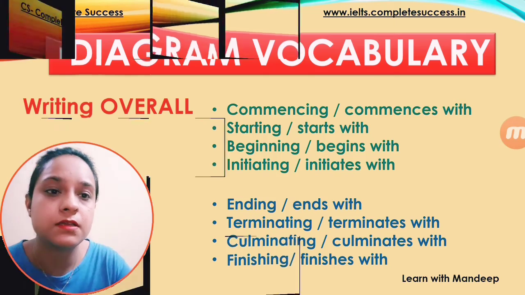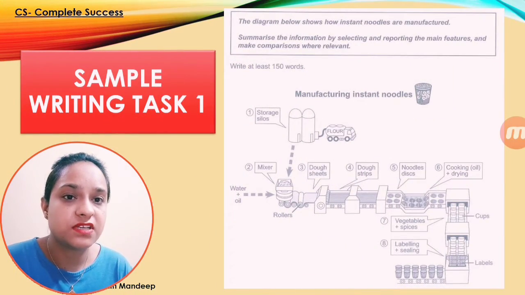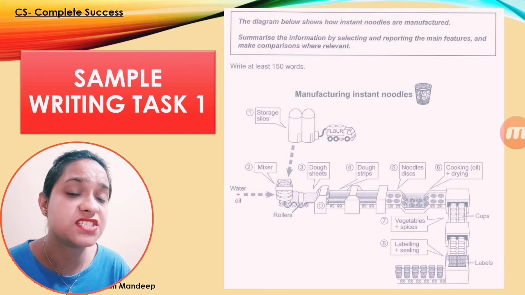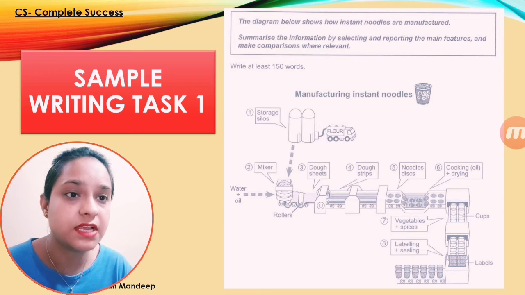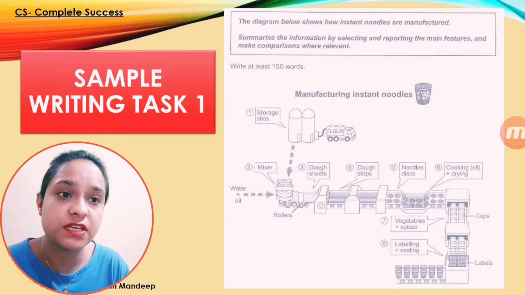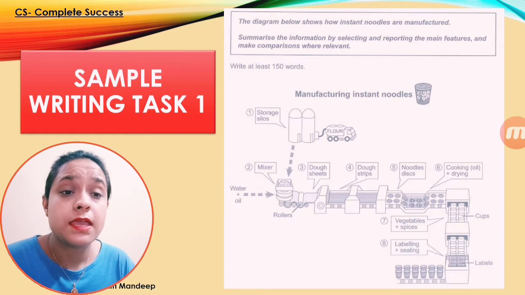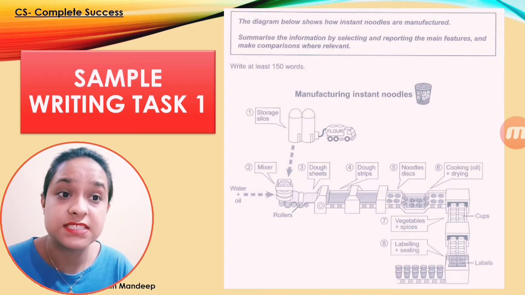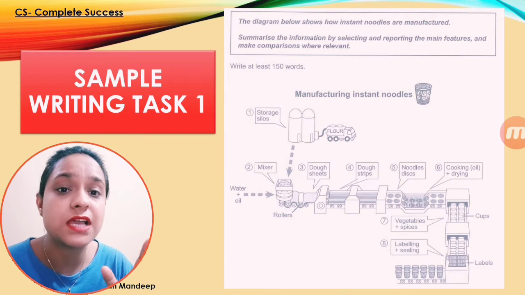And then here is a sample task 1. The diagram below shows how instant noodles are manufactured. So the whole process explains how the instant noodles are produced. And here what you have to note is that they have given the heading again, manufacturing instant noodles, and after that they have given a small diagram, or you can say an icon of a cup in which there are noodles. So I believe that if you really want to make a good paraphrasing of the introduction sentence, then you should pay attention to these as well.